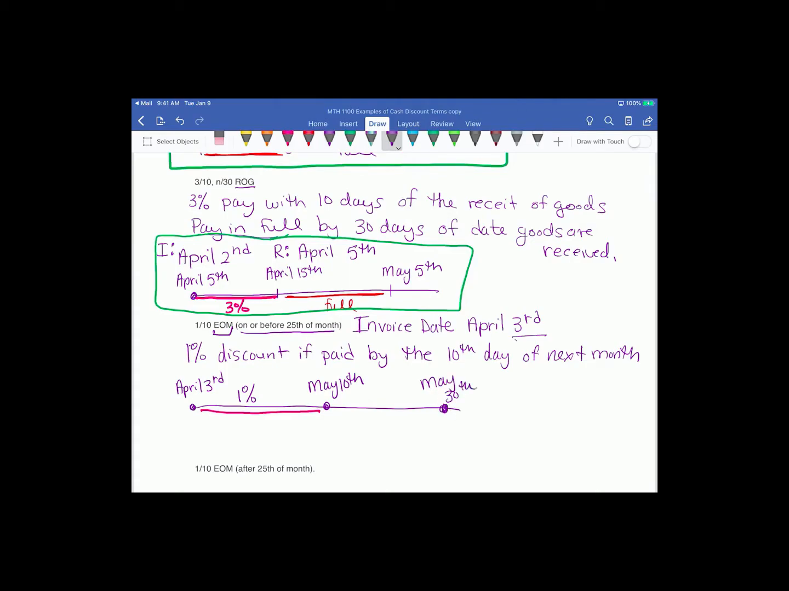And again, that holds true for any month. As long as the date of the invoice is on or before the 25th, you go to the 10th day of the next month. That would be the end of the discount period. And then the end of the credit period would be the 30th of that month. So if I pay anywhere within this time frame, I would pay in full.